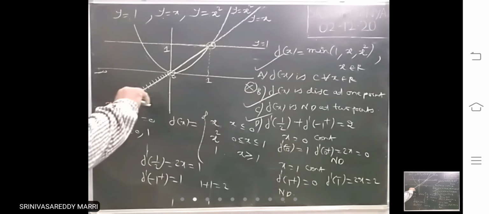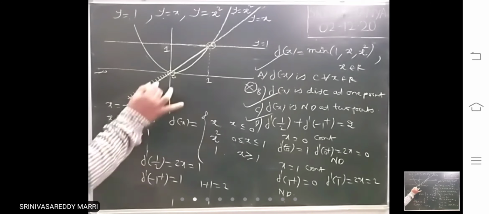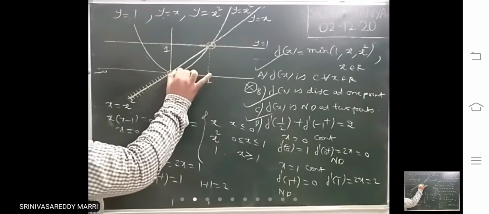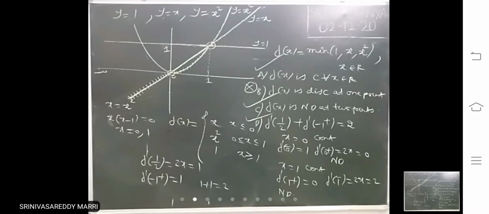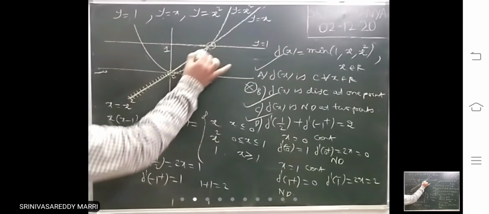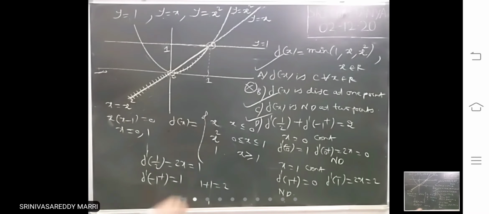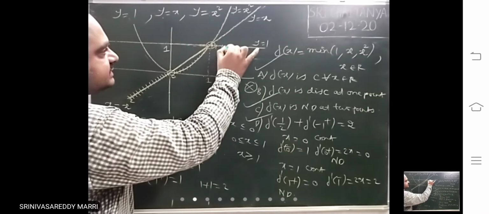Right? I am marking, that is 1. Next, from 0 to 1, which is below? This is below. The shaded one. From 0 to 1, this is x square. And then for x greater than or equal to 1, this is the 1.